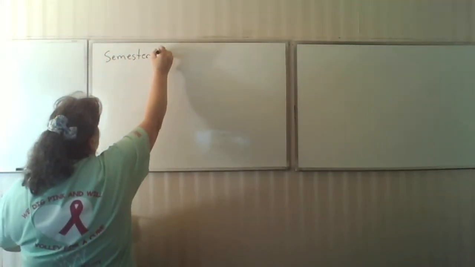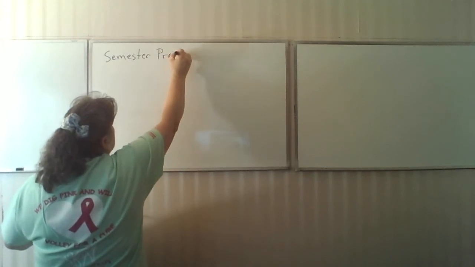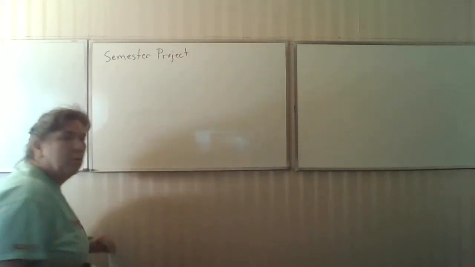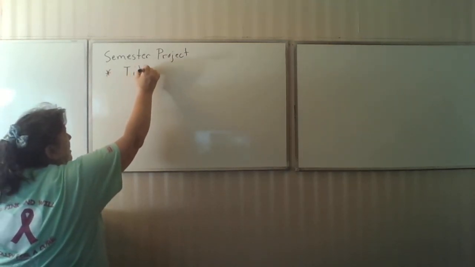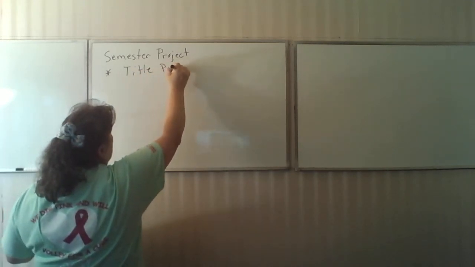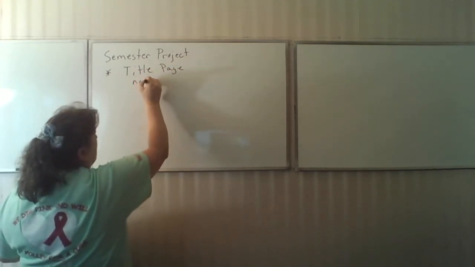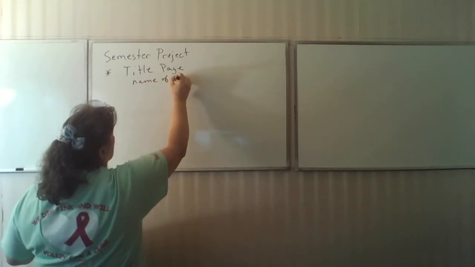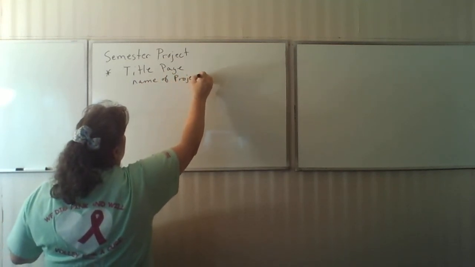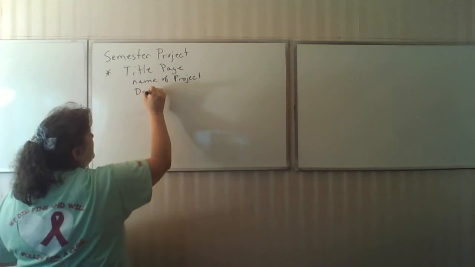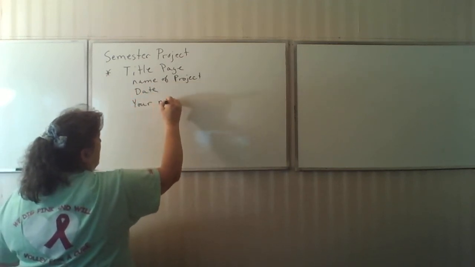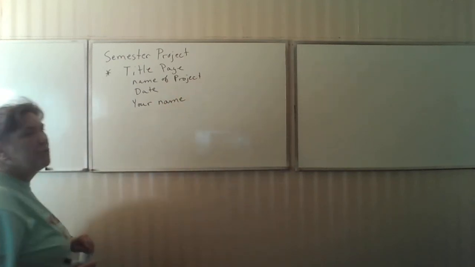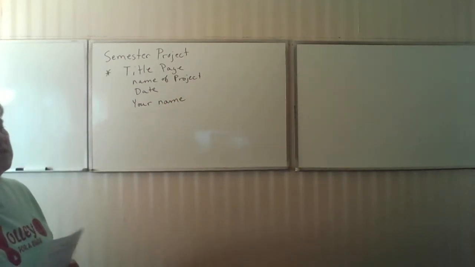Okay, so you're going to build this semester project. One of the first things you can do to get yourself started is, first of all, build your title page. On your title page, you're going to have the name of the project, the date the project is due, and then your name as the creator of this one. Okay, so that's the first thing you're going to do, is build yourself a title page.